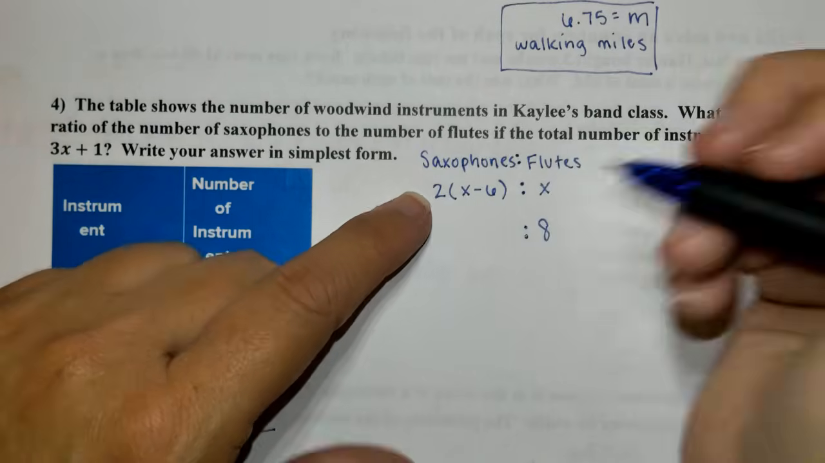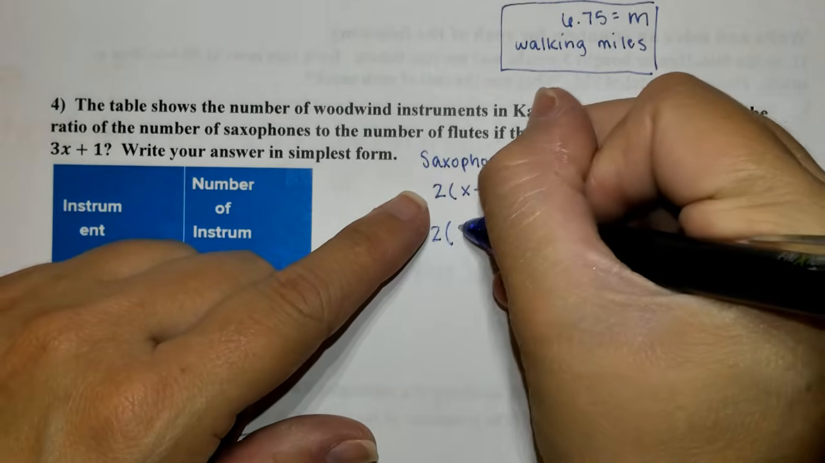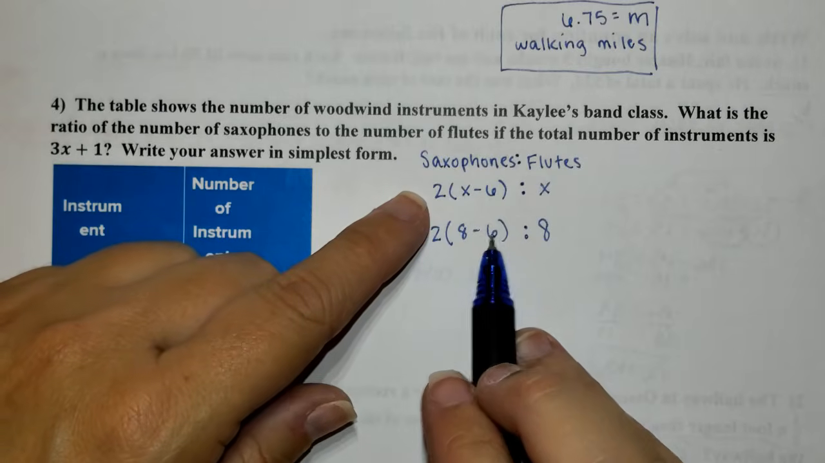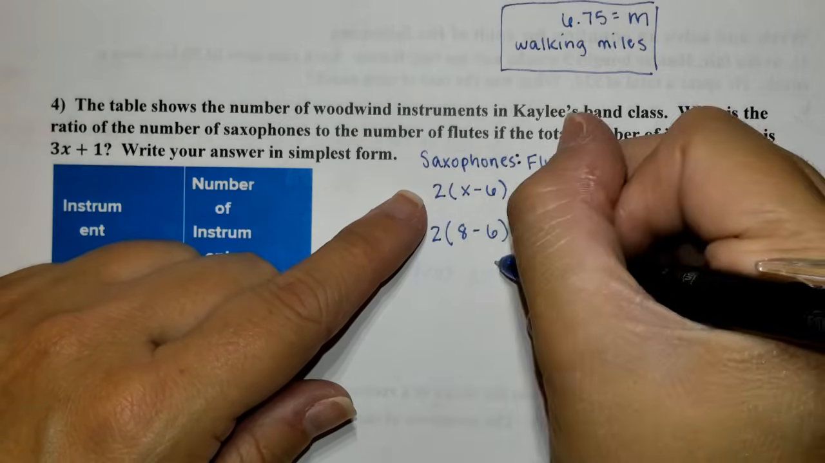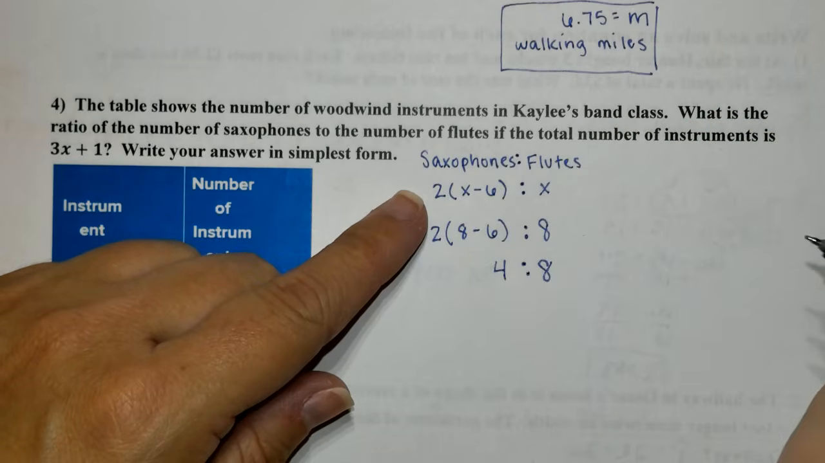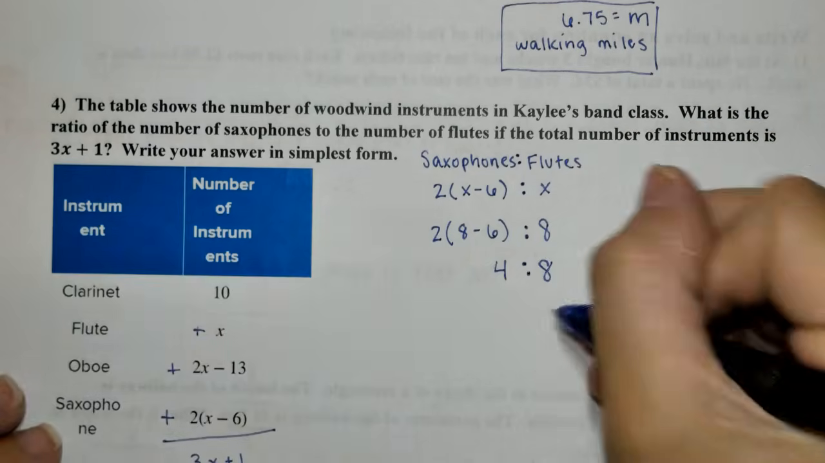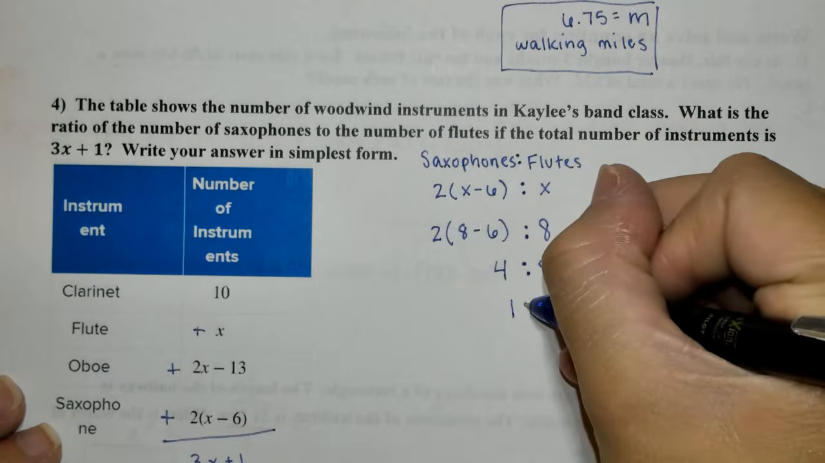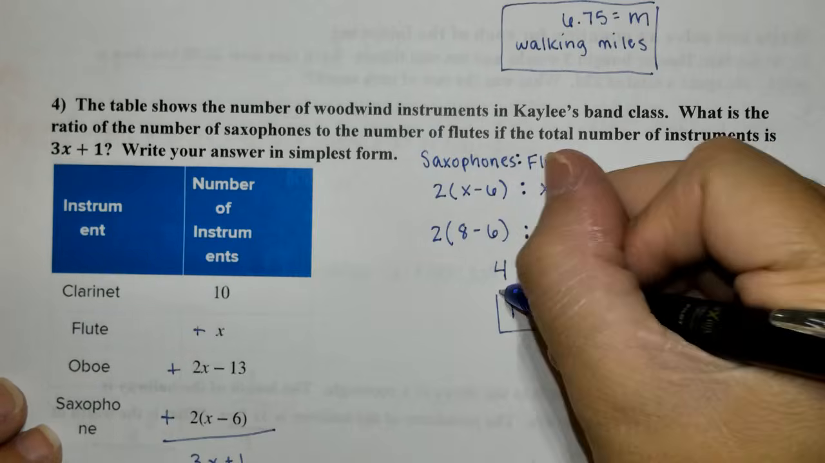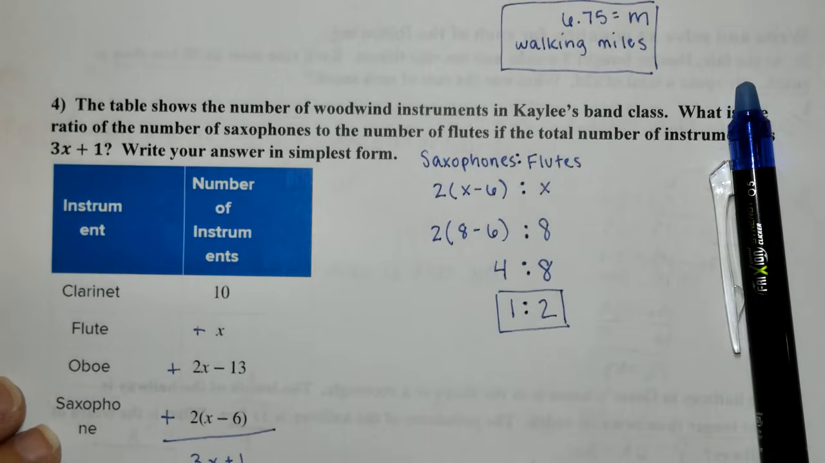And then my number of saxophones is 2 times whatever 8 minus 6 is. 8 minus 6 is 2. 2 times 2 is 4. So my ratio of saxophones to flutes is 4 to 8. All right, but we can simplify this and say 1 to 2. All right, and that is our actual answer. That concludes our notes for today.